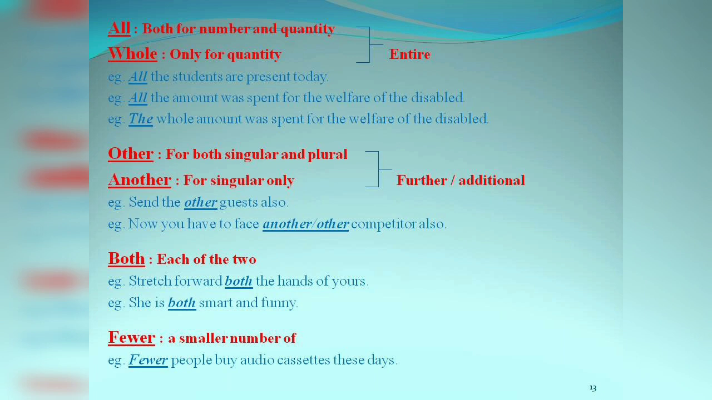Next is both. Both means each of the two. For example, stretch forward both the hands of yours. Next example, she is both smart and funny. Next is fewer. Fewer means a smaller number of. For example, fewer people buy audio cassettes these days.